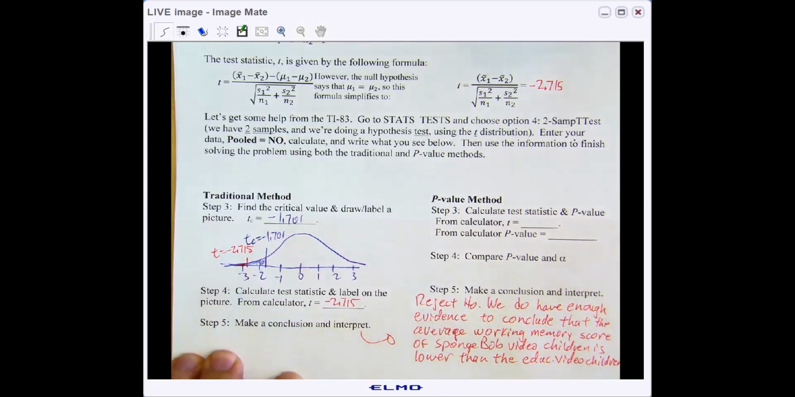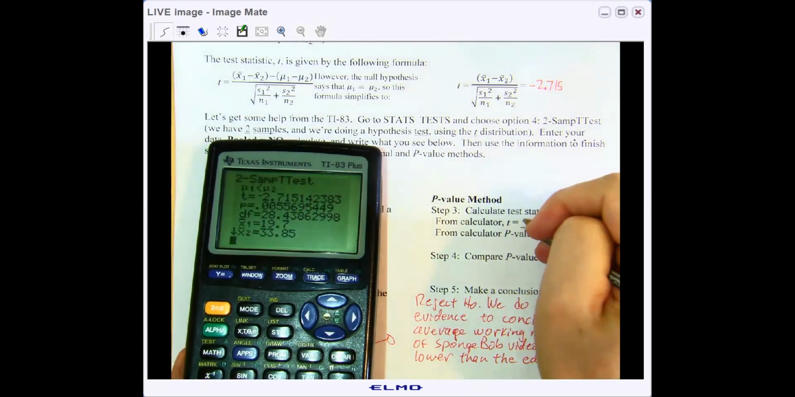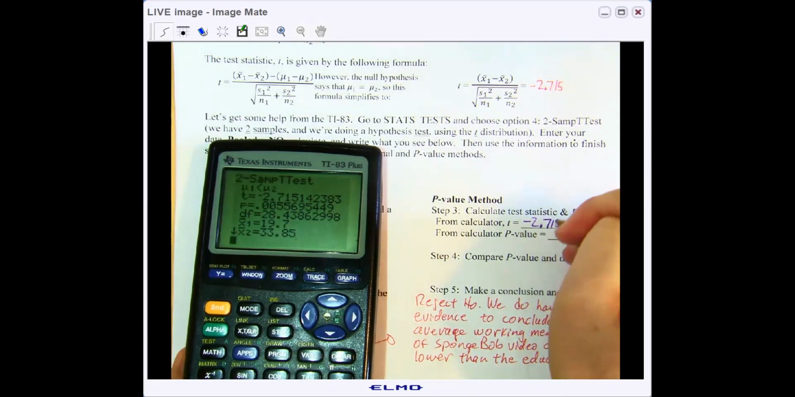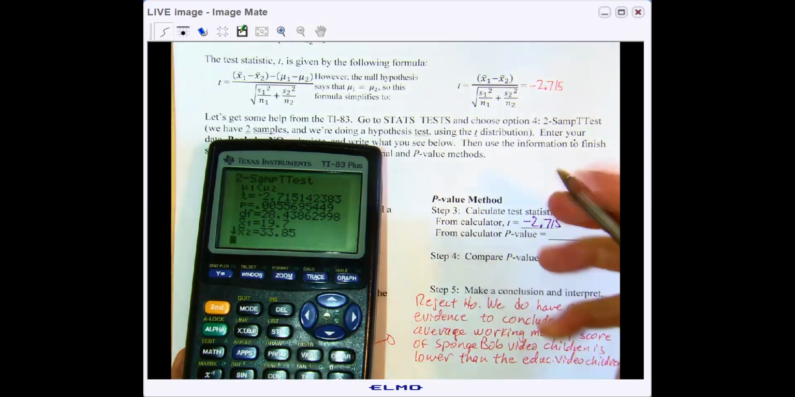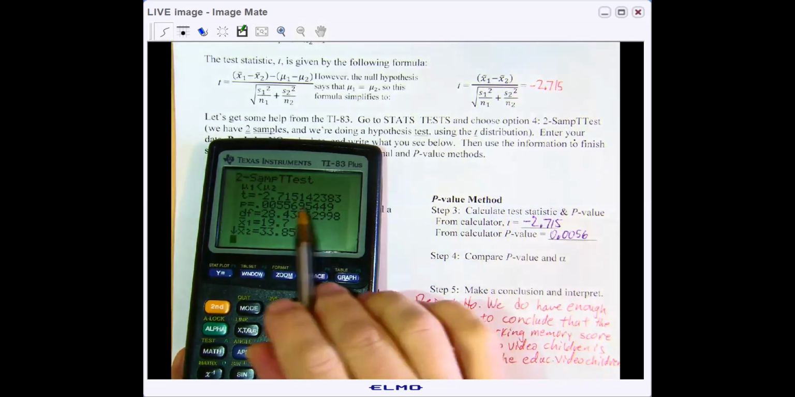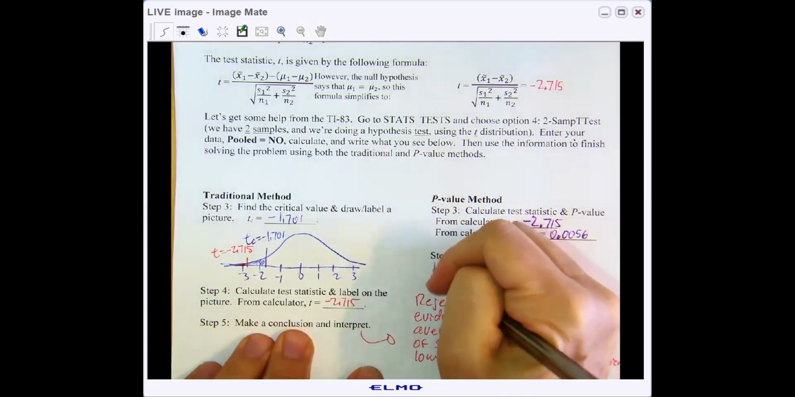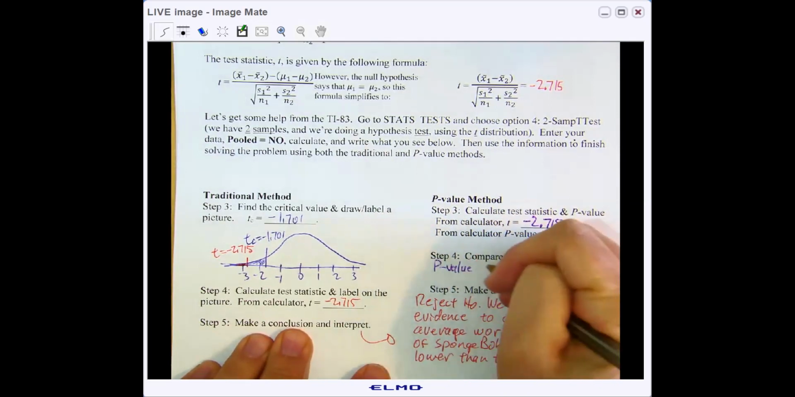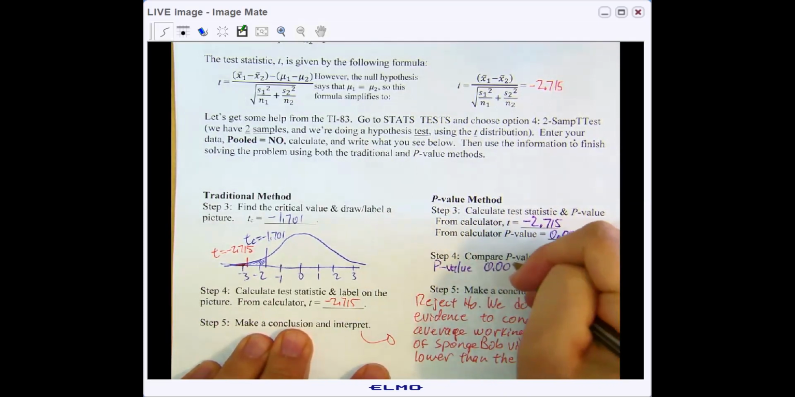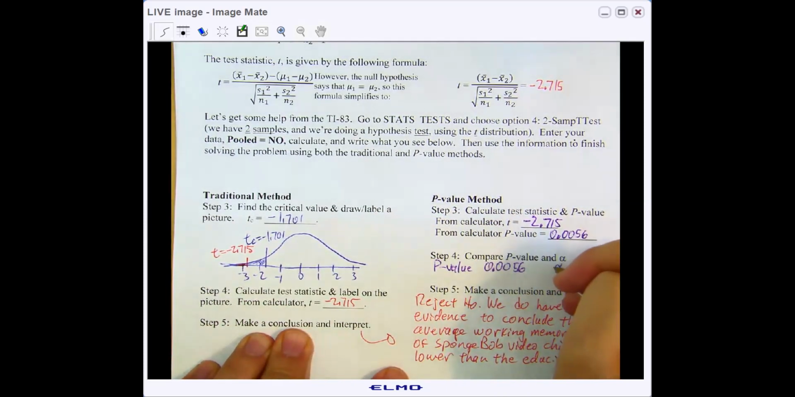We could also do the p-value method. So the p-value method, we look at our calculator and find out, again, our test statistic. So we write him down, negative 2.715, and our p-value, which is 0.0056, because that 6 would cause that 5 to round up. And if we take a look at our p-value, it is 0.0056. And how does that compare to our alpha of 0.05?